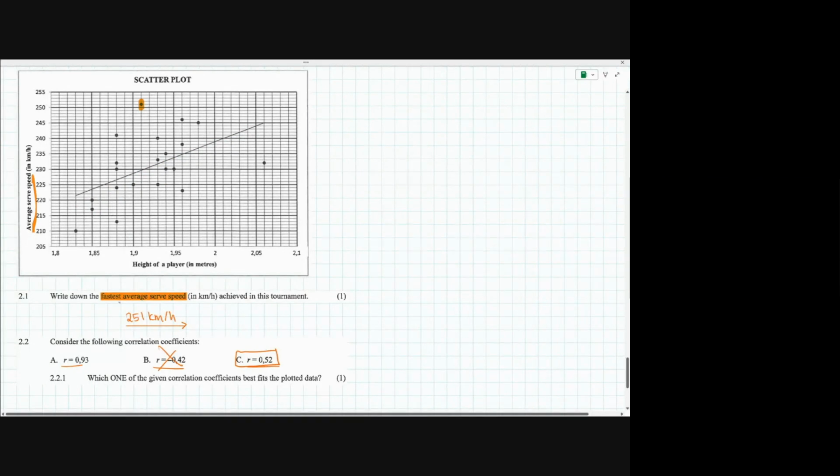And as Layla's just said, a correlation coefficient of 0.93 is a strong positive correlation. The dots would be a lot closer to my least squares regression line. Whereas here, my dots are more spread out. They're further away from the least squares regression line. And so this is why we go with option C.